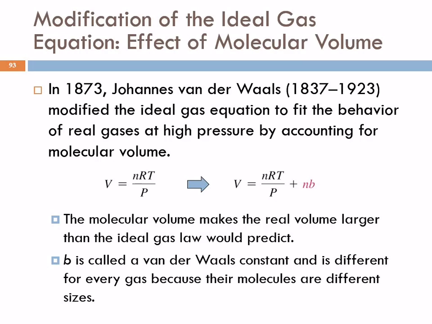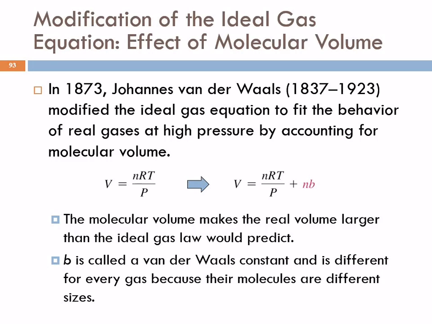Well, back in 1873, Johann van der Waals modified the ideal gas equation to fit the behavior of real gases. Now, most of the time we're not doing work that's detailed enough to care about this, but there are circumstances where you do need to take into account the fact that you're dealing with a real gas. So he came up with a tweak to the equation.